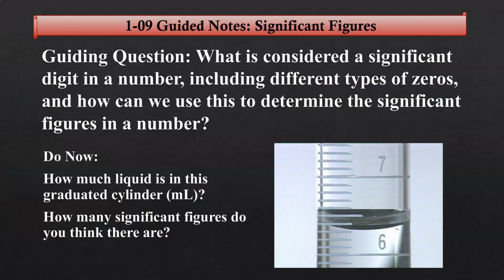In this lesson, we're going to look at the guiding question: what is considered a significant digit in a number, including the different types of zeros, and how can we use this to determine the significant figures in a number? And here is the do now. You would practice this and try to think about how many significant figures you think there are.